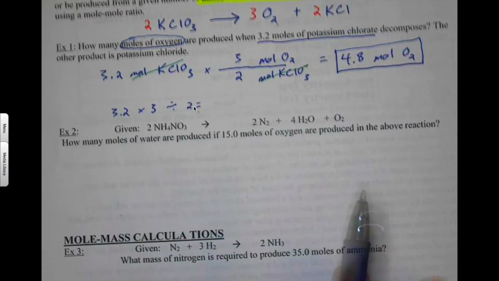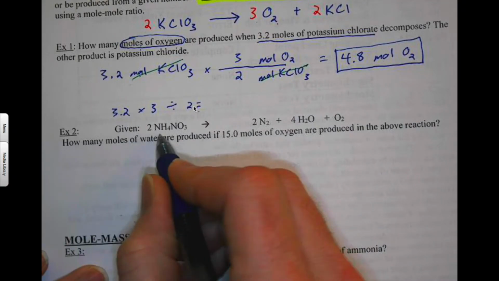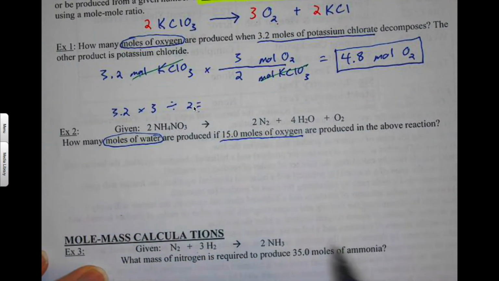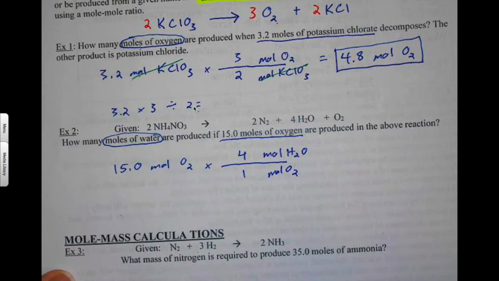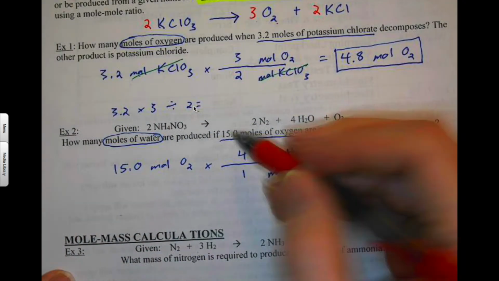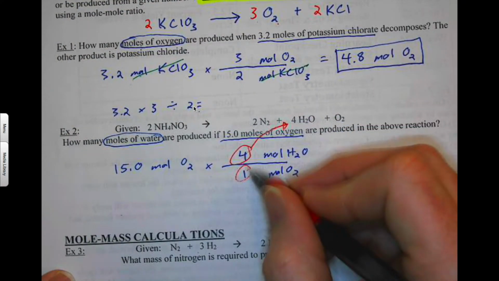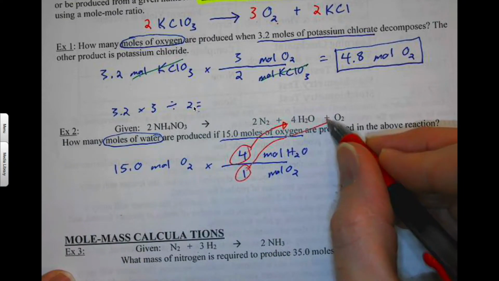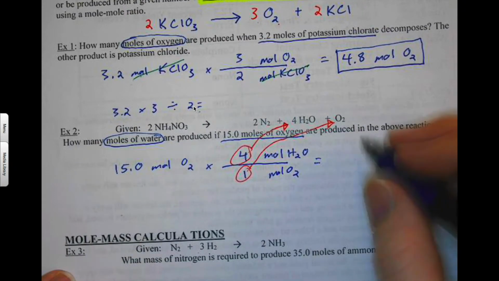Okay, let's try the next one. Let's go a little faster. Why don't you pause and try it, and then come back. Okay, welcome back. How many moles of water? So remember that this 4 comes from here, and this 1 comes from here. The coefficient is 1 in that case. So 15 times 4 is going to be 60.